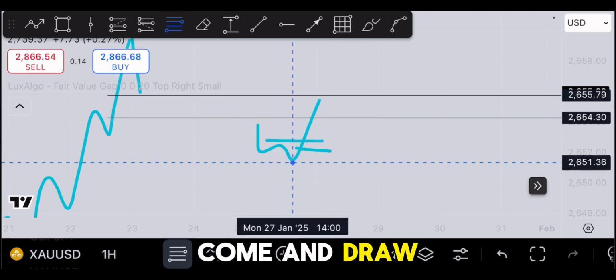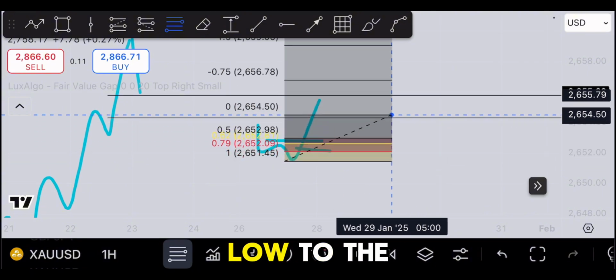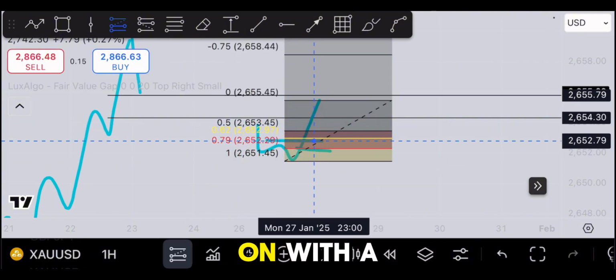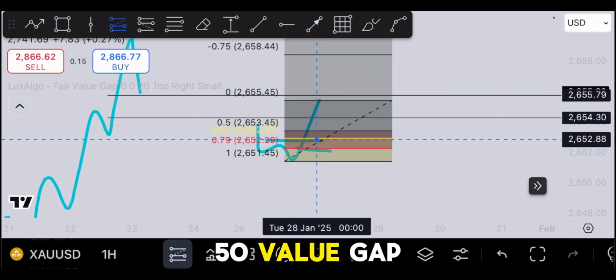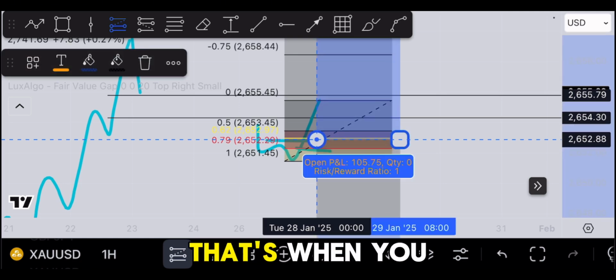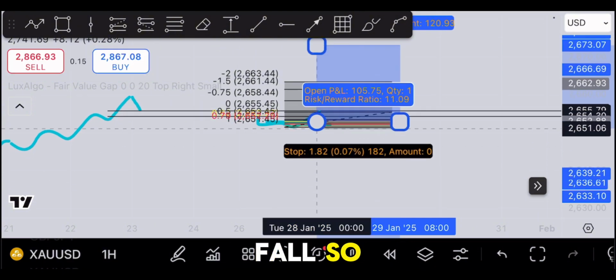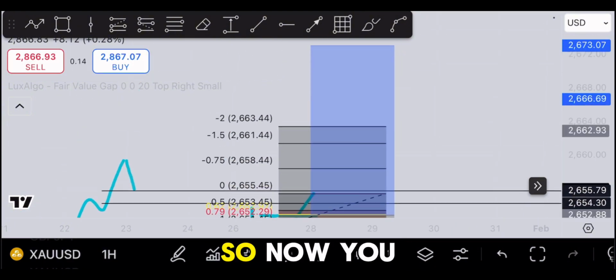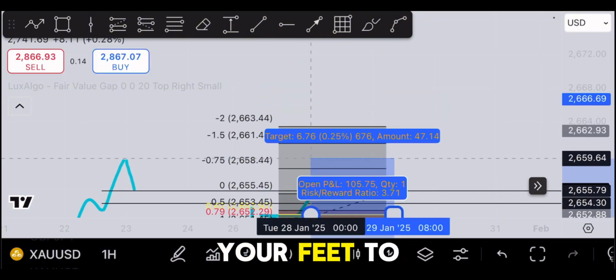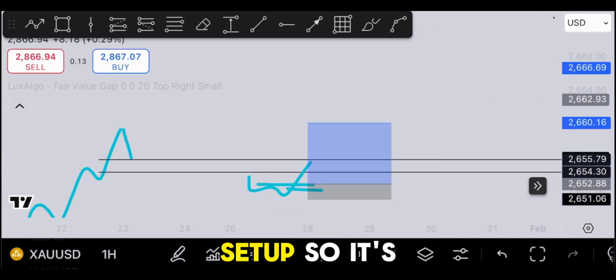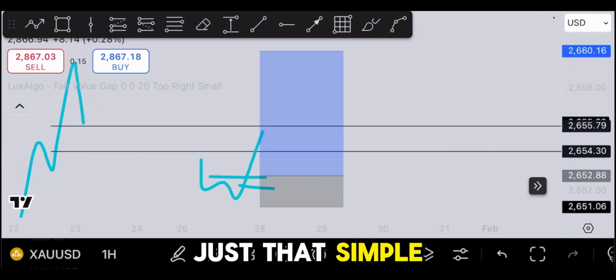That's when we come and draw our OTE from the low to the high. And when the market comes back into our entry zone, whether it's a fair value gap or this entry zone, that's when you get in. And what's our rule? We're aiming for 1:4. So now you adjust your fib to go to around 1:4, and boom, you have a setup. So it's just that simple.